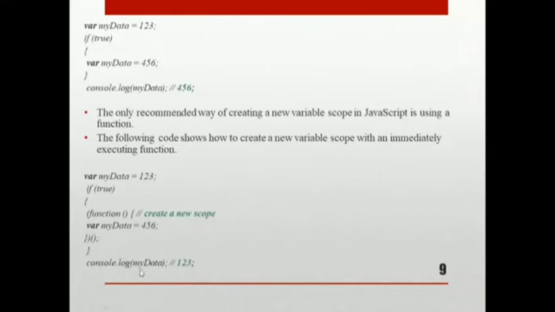Then print console.log myData, that is it will print 1 2 3. Why will it print 1 2 3 here? Here variable myData is equal to 1 2 3. If it is true, we create a new scope here and execute that function immediately. That function consists of variable myData equal to 4 5 6, and what we print here, console.log myData, is 1 2 3. It will print myData as 1 2 3.